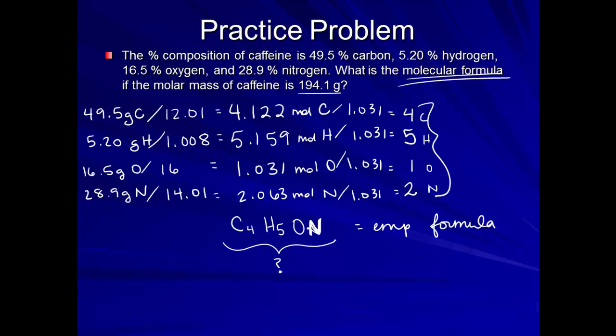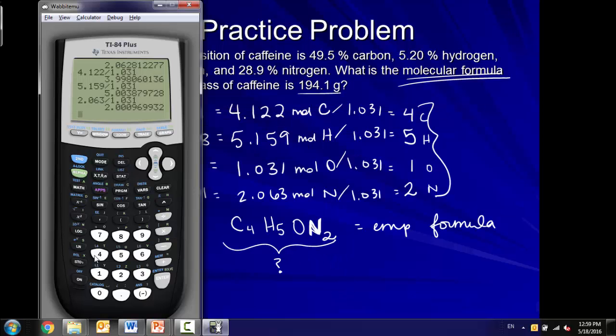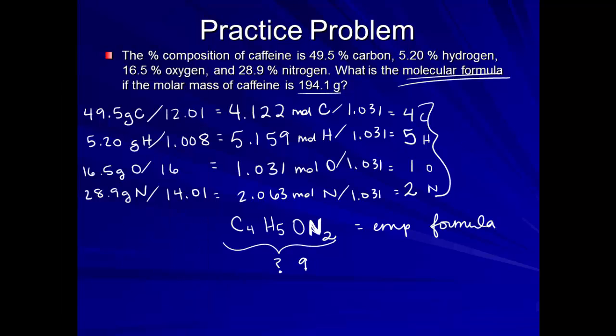So I'm going to go to my calculator, and I'm going to add up 4 carbons, 5 hydrogens, 1 oxygen. Oh, I'm sorry, that should be a 2 on the nitrogen. Okay? So let's add it all up and see what we get. So 4 times 12.01 for carbon, plus 5 times 1.008 for hydrogen, plus 16 for oxygen, plus 2 times 14.01 for nitrogen. We get 97.1. That does not look like a match to me.